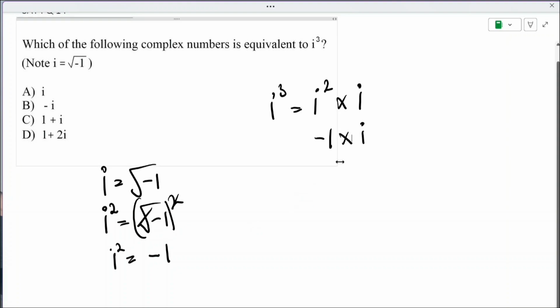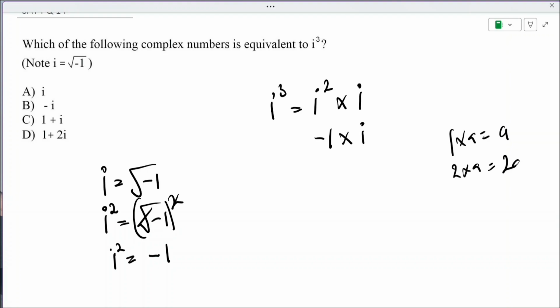Then you have -1 times i, which will give you -1i. It's just like algebra, like saying 1 times a is a, or 1a. 2 times a is 2a. Watch, you join the two of them together. Same applies to this. -1 times i is -1i, which is -i. So the equivalent of i to the power of 3 is -i, or -1i. And from the options, the answer is B. That's -i.